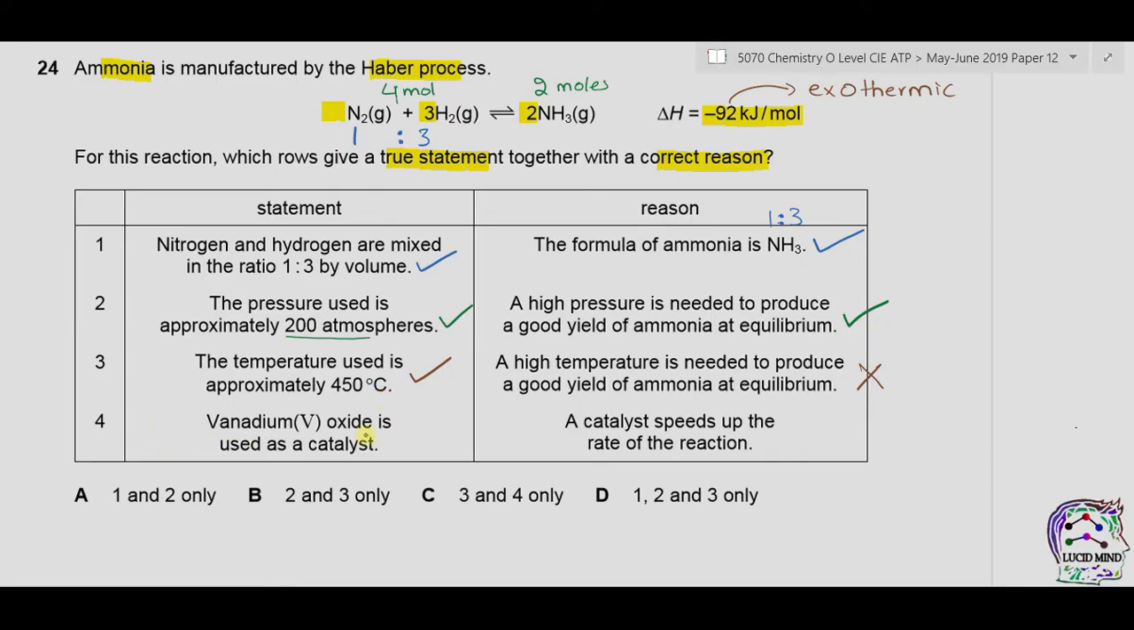4. Vanadium 5 oxide is used as catalyst. This is incorrect because iron is used as a catalyst in this chemical reaction. And the reason is that a catalyst speeds up the rate of reaction. The reason is true, but the statement is wrong. So in 1 and 2 we can see that the reason and statement both were correct. So therefore answer is A.